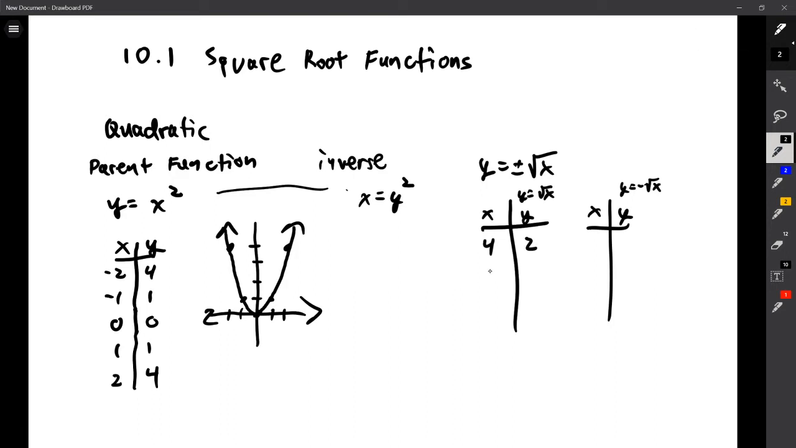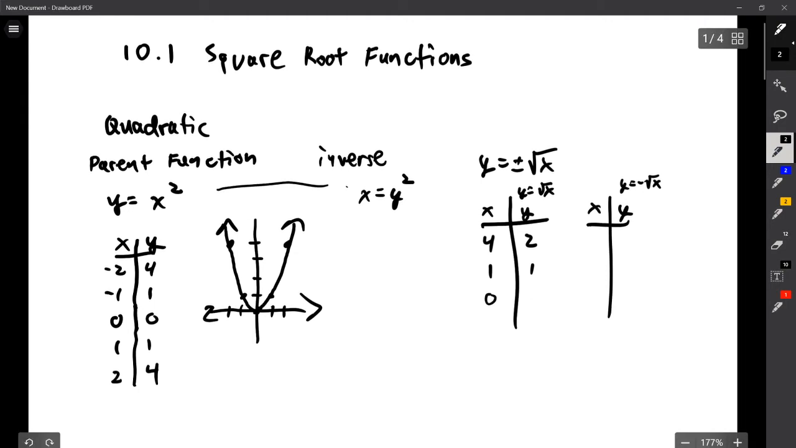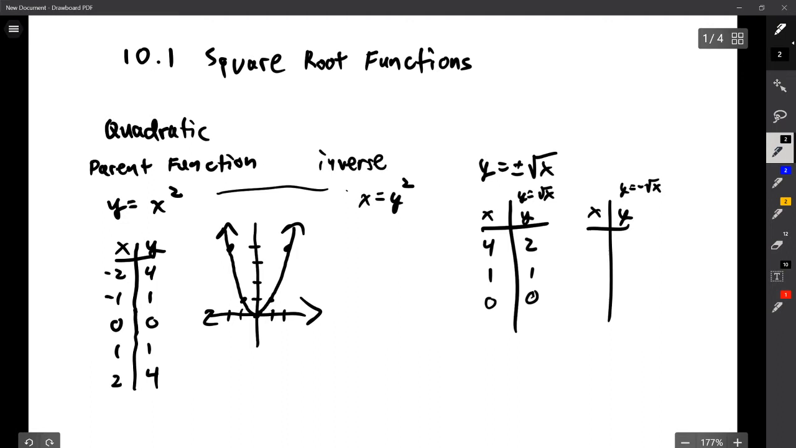How about if x is 1? The square root of 1 is 1. How about if x is 0? The square root of 0 is 0. Because square root, again, is what number times itself equals this. So the square root of 0 would be asking what number times itself equals 0. Well, 0 times itself equals 0.